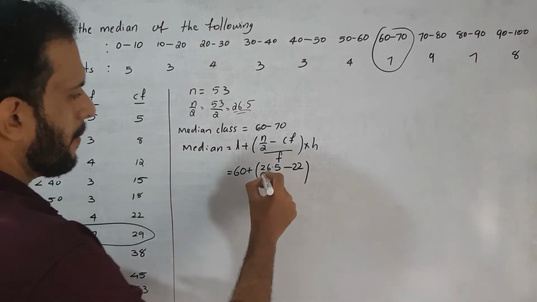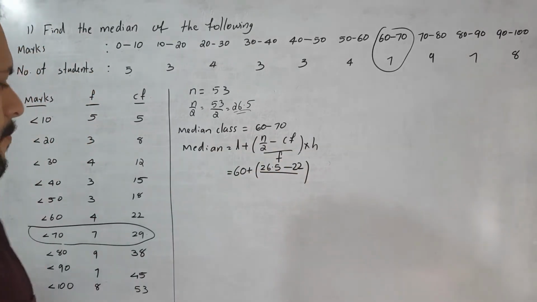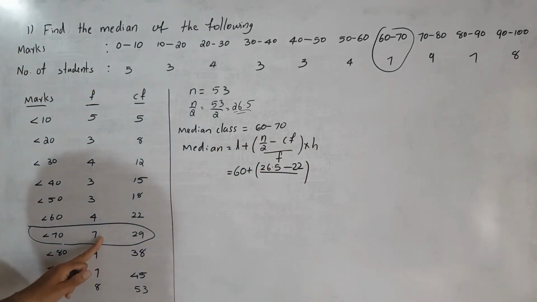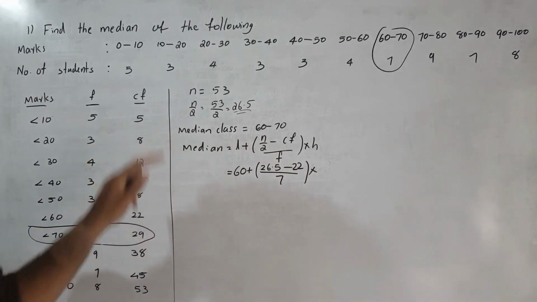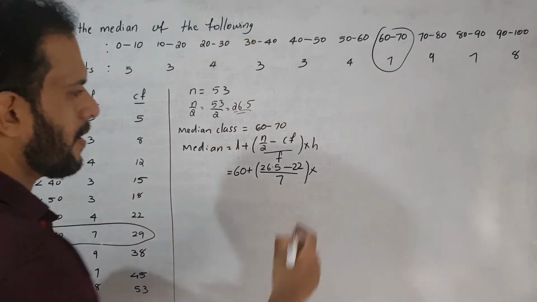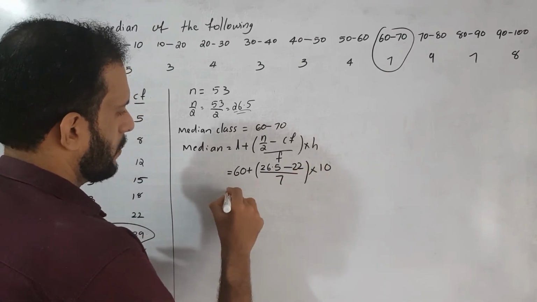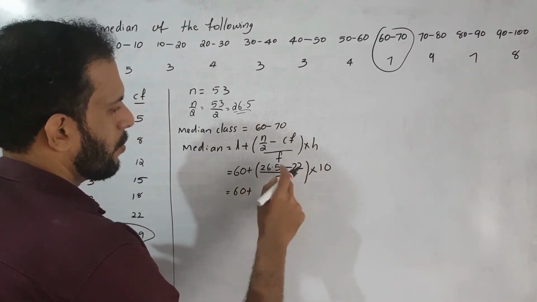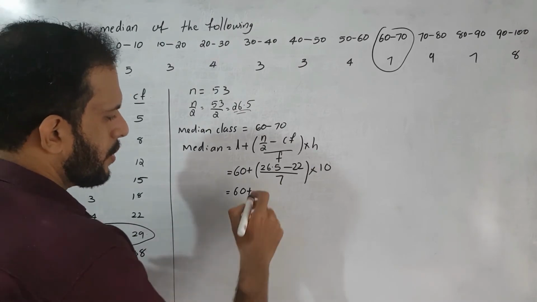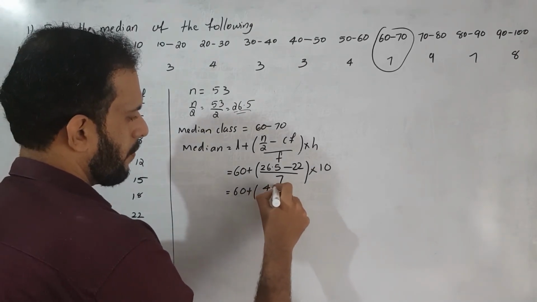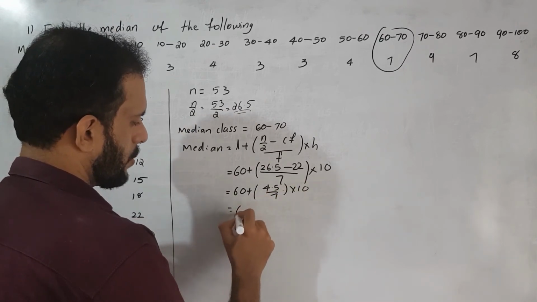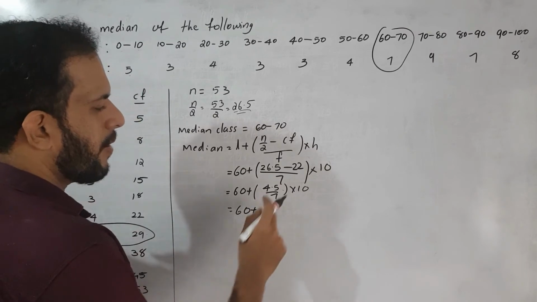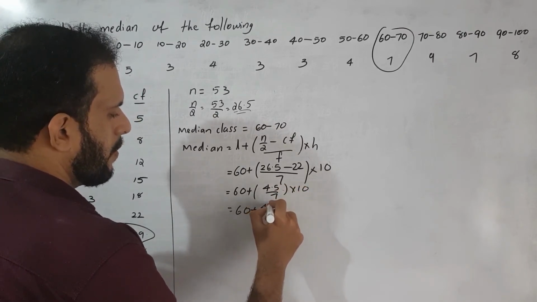22 by F. F is the frequency of the median class, that is 7, into H. What is H? The class size, which is 10. Then 60 plus 26.5 minus 22 is 4.5 by 7 into 10. Then it equals 60 plus 45 by 7.